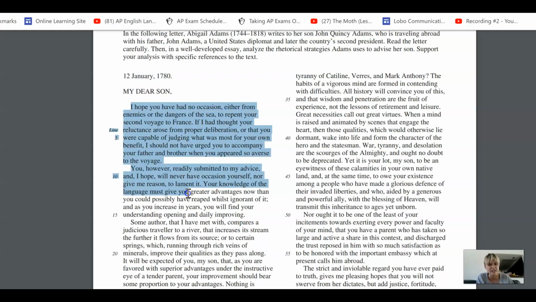I'm going to go ahead and read it and then kind of talk through some of the thinking that would go on in my head if I was going to analyze this piece. Let's go ahead and get started.